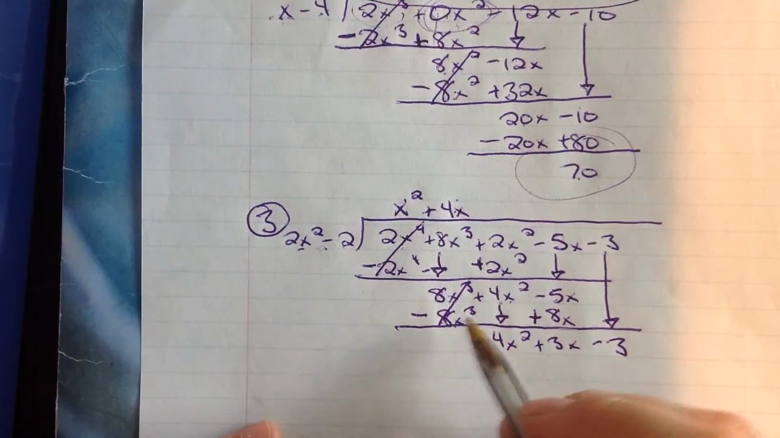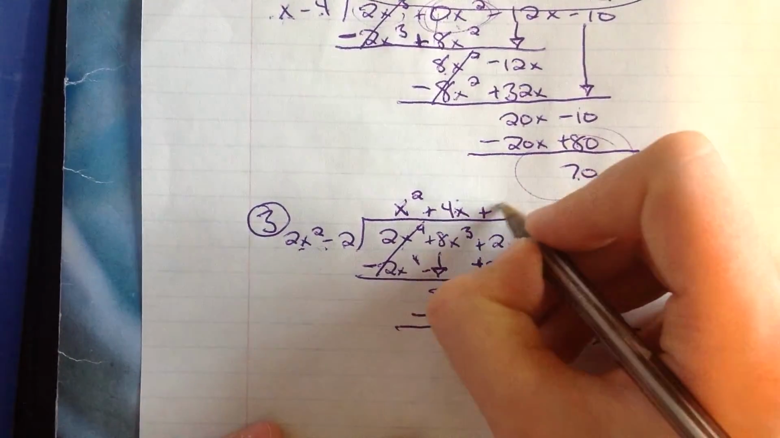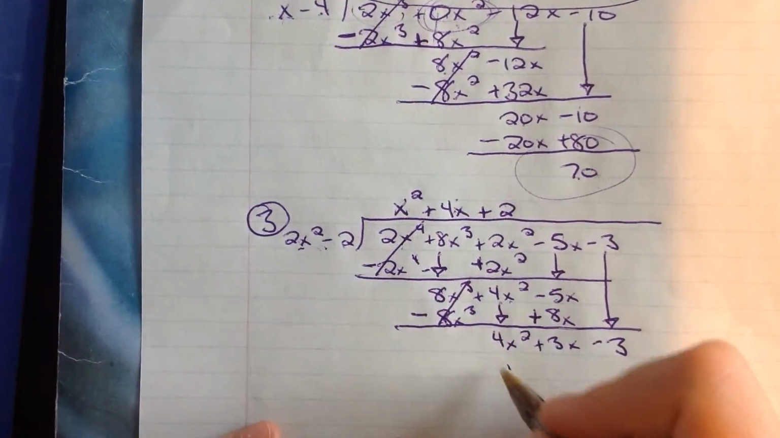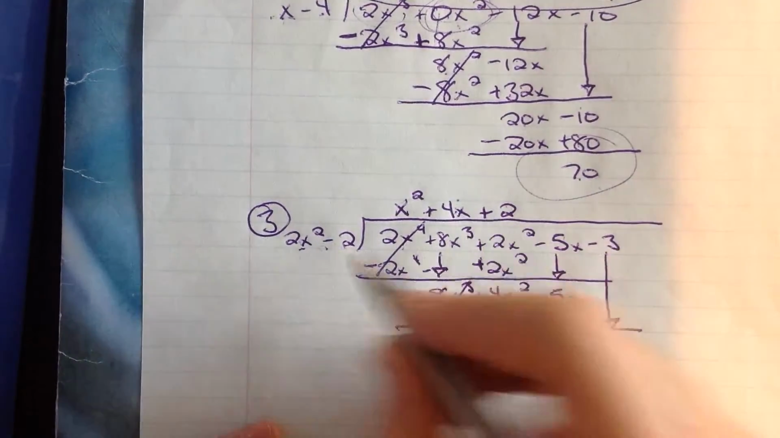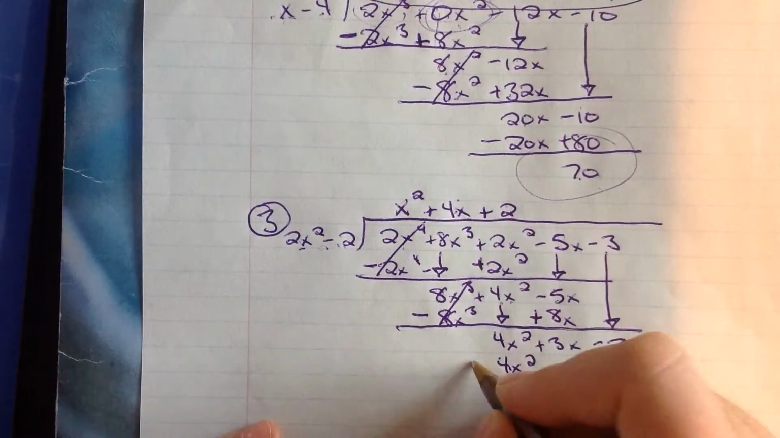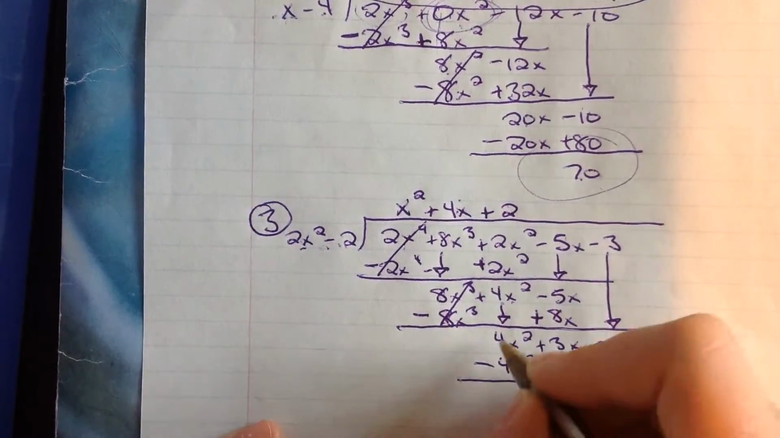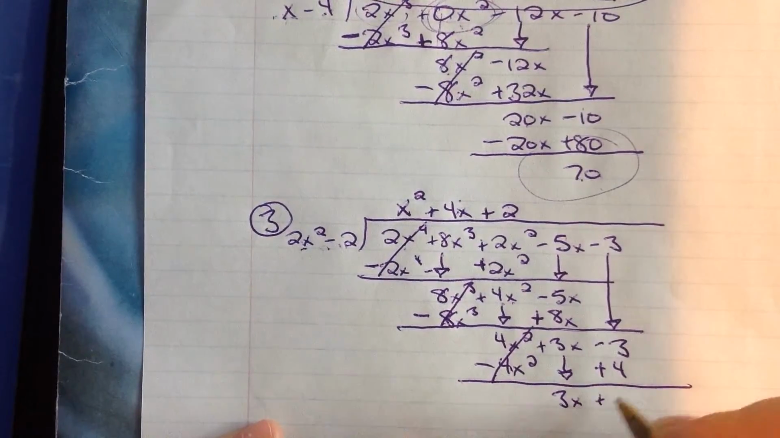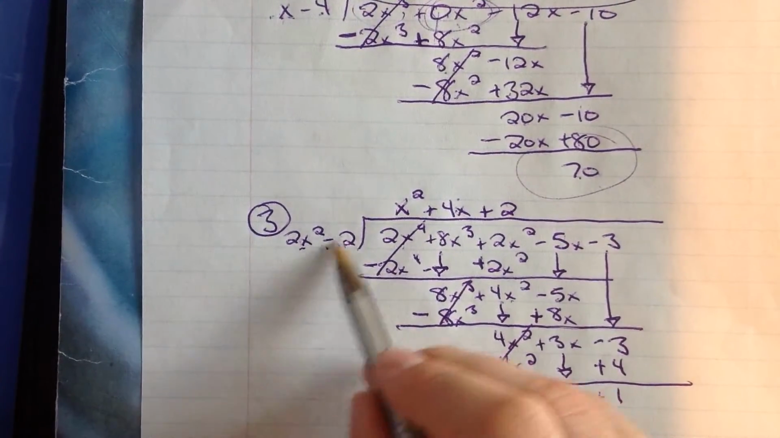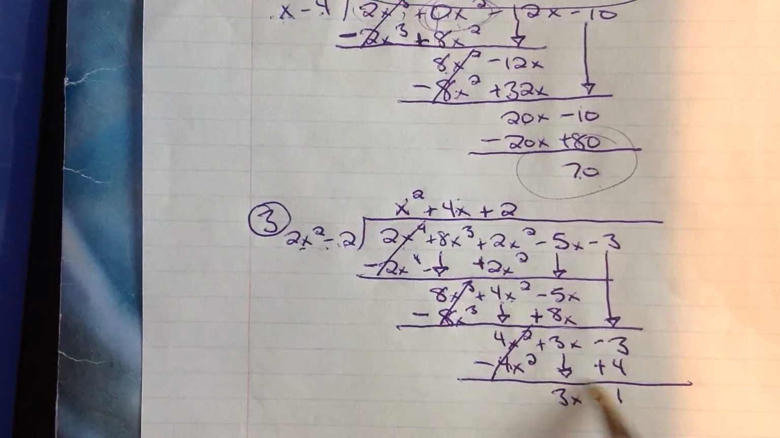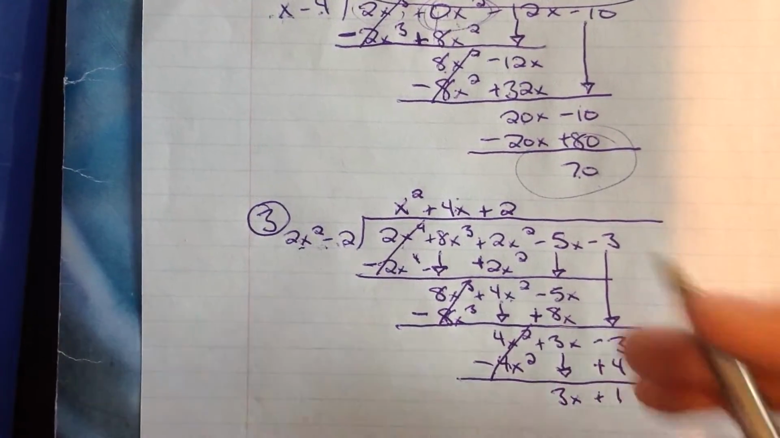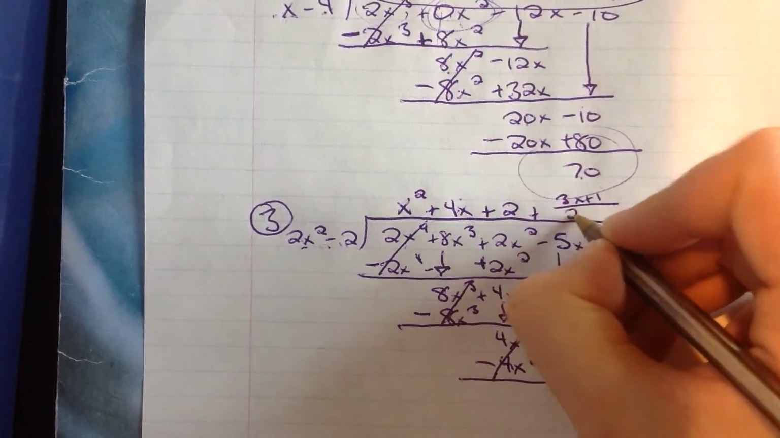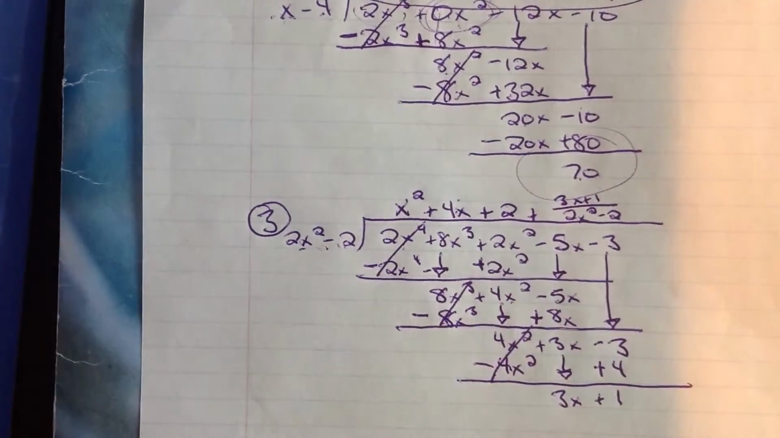What do I have to times 2x squared by to get 4x squared? A 2. 4x squared minus 4. Subtract off the row. So I get 3x plus 1. We can't times 2x squared by anything to get 3x. There's nothing we can times it by to get 3x. So that's our remainder. So we say 3x plus 1 over 2x squared minus 2.